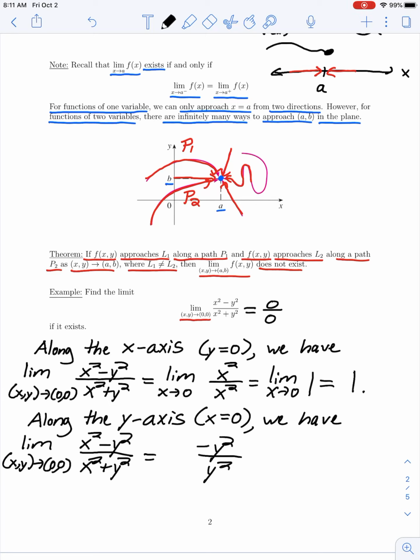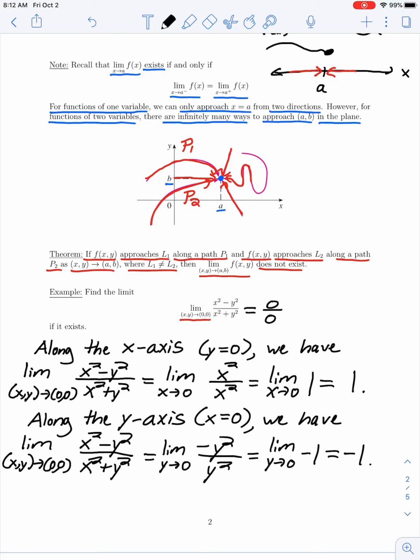If we're working with points on the y-axis, that means that x is 0. So substituting x equals 0 into our function, we're left with negative y squared over y squared. And we're taking the limit now as y approaches 0. We've already set x equal to 0. As long as y is non-zero, which it is if we're taking a limit only as we approach 0, then I can simplify the negative y squared over y squared as negative 1. And the limit of this constant value is equal to that constant, negative 1.